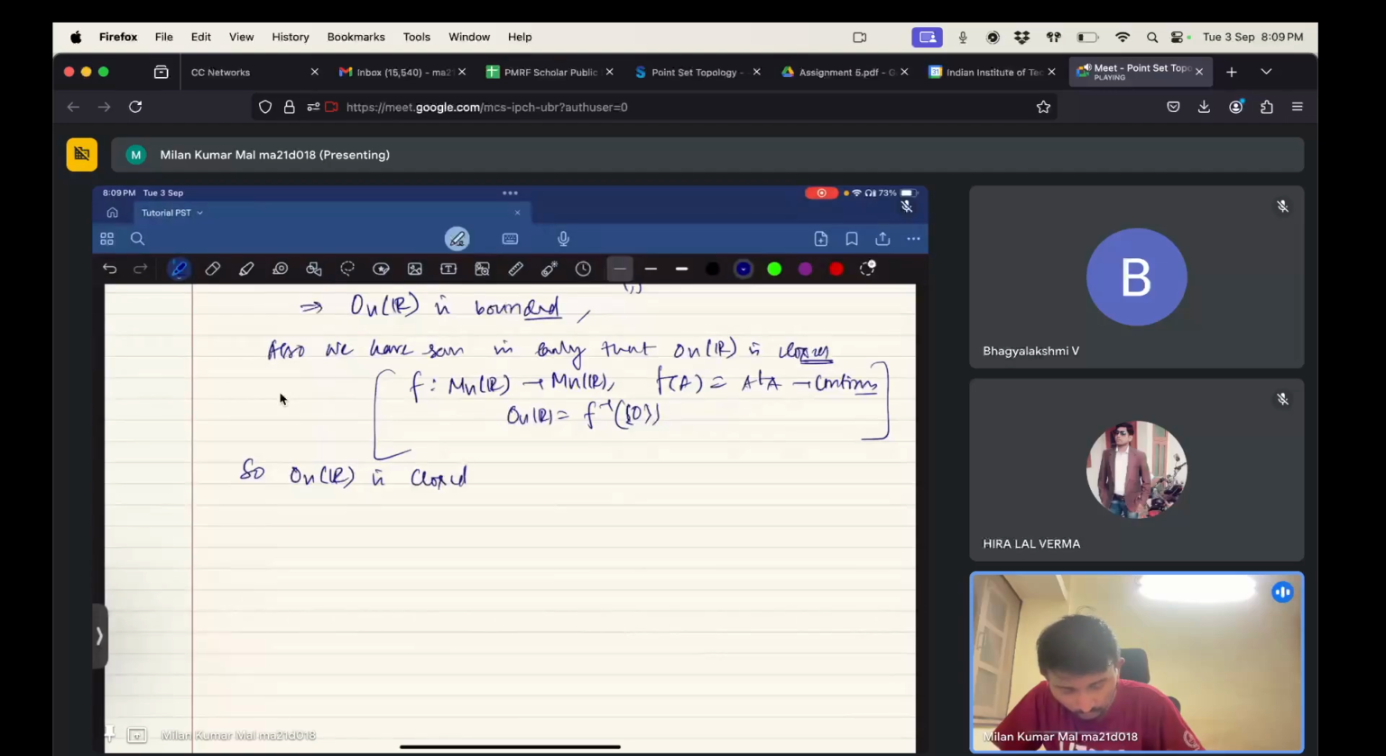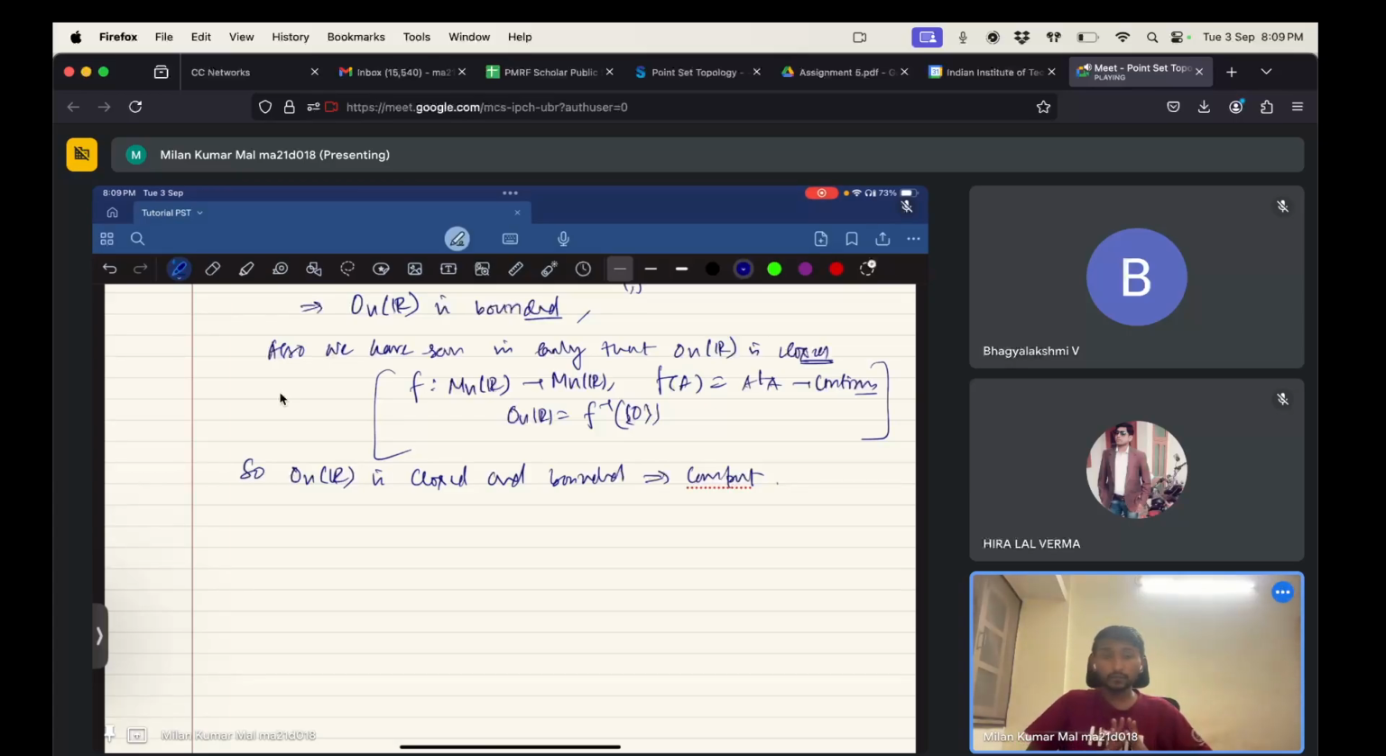When R is closed and bounded, make sure that if a set is closed and bounded, that does not always mean it is compact. We have proved that in R to the power n, if a set is closed and bounded, then it is compact, and if it is compact, then it is closed and bounded. And in a metric space, if a set is compact, then it is closed and bounded. But closed and bounded does not imply that it is compact in a metric space.